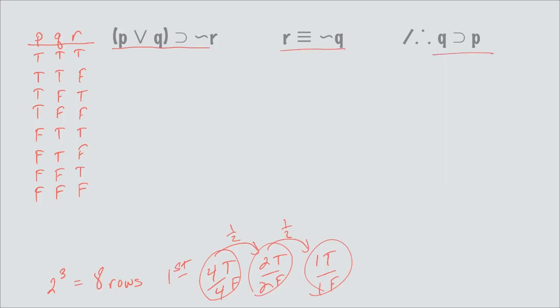All right, so in the first row, everything is true. True, true, true, true, true, true, true. Next row, P and Q are true. R is false. P and Q are each true. Then I have true, false, true. So P is true, Q is false, R is true. Q is false, and P is still true.